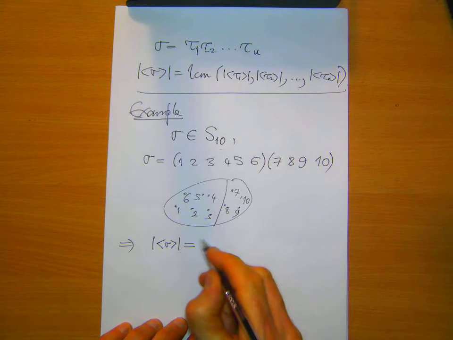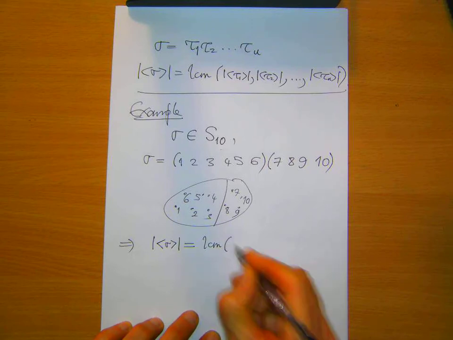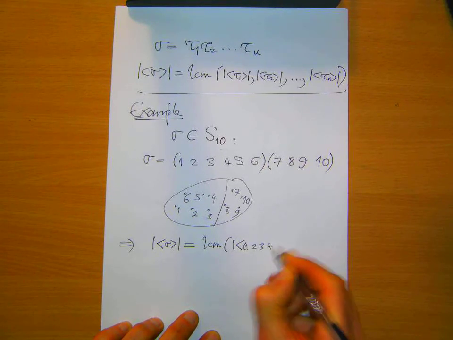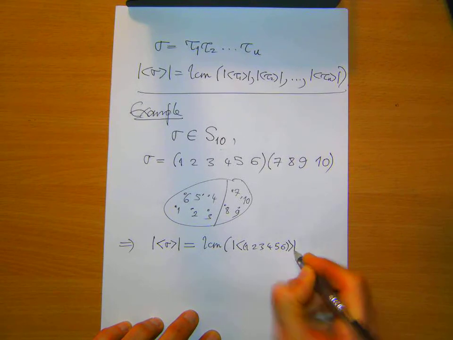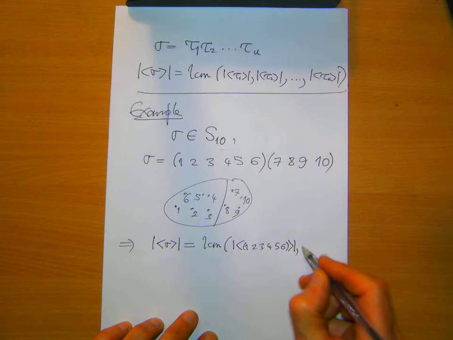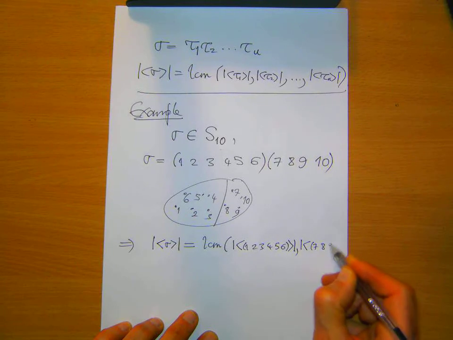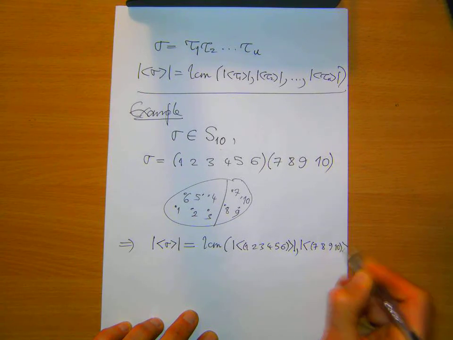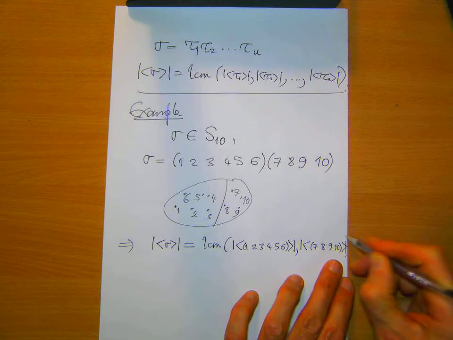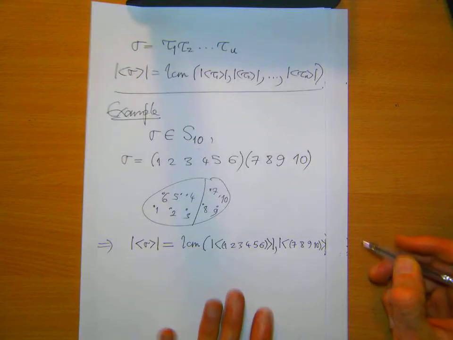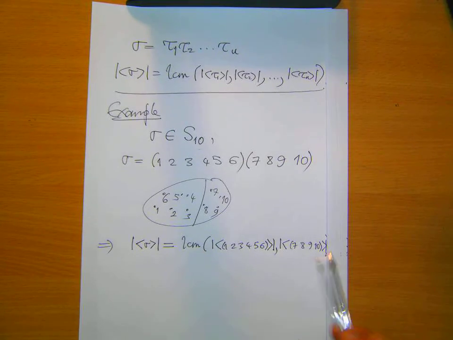So it's the lowest common multiple of the order of (1, 2, 3, 4, 5, 6), lots of brackets and pointy brackets, and the order of (7, 8, 9, 10). Oops, I've run out of space. Sorry. So there's a round bracket, pointed bracket, vertical line, round bracket on the right hand side there.